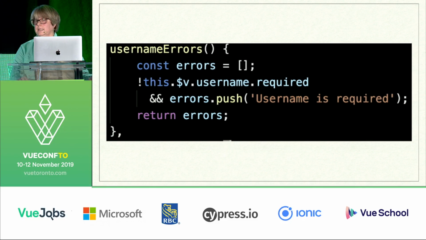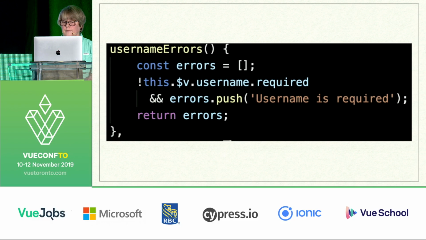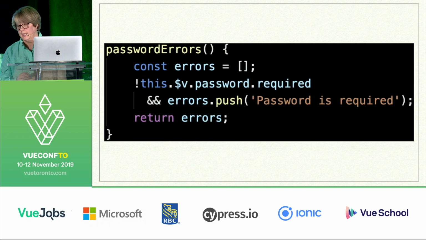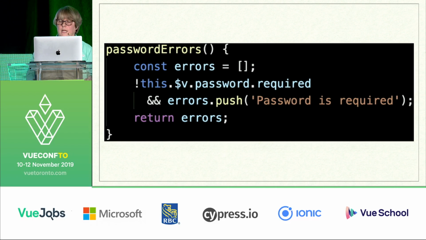And I'm checking it against the required validator to make sure that the user has put something into the field. And if they haven't, I'm going to put into my errors array the error message to display to the user, which is just username is required, and I'm going to return that errors array back to the field, and you actually see the error message being displayed on the screen itself. And for the password, I'm going to pretty much do the exact same thing. I'm going to make sure that it's required, and if they have not put something in, I'm just going to pass back the error message that says that the password is required.